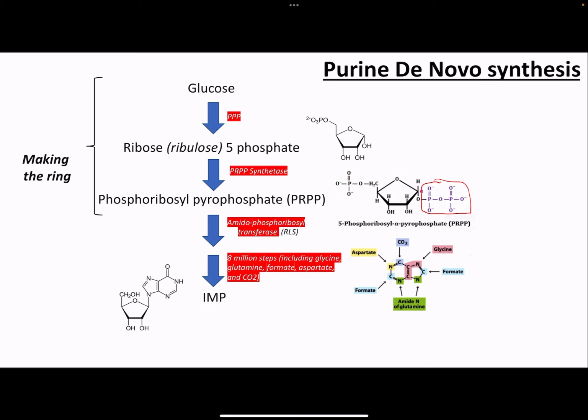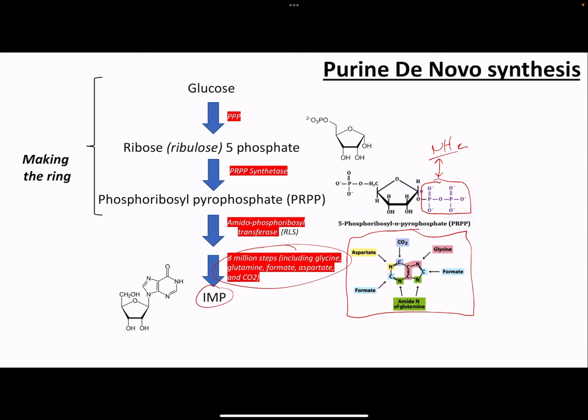Now, the first step after this, amidophosphoribosyl transferase. This is the rate limiting step. Really, all this does is swap this with a nitrogen group. Probably not even that important to know what that is. Maybe I would know that this is the rate limiting step. And then we're doing a whole bunch of other steps. Not important to know. Know that we're putting in things like glycine, glutamine, formate, aspartate, and you can actually kind of trace these to see where they end up in the purine.